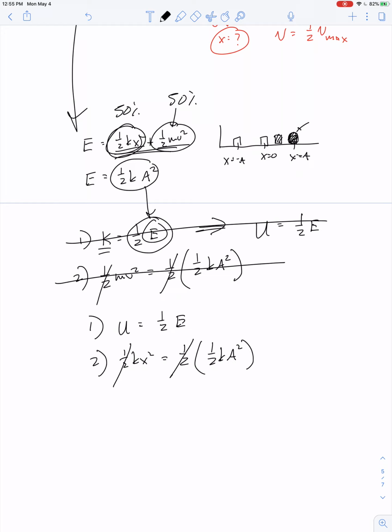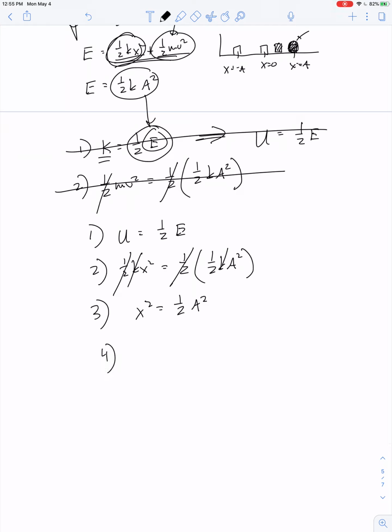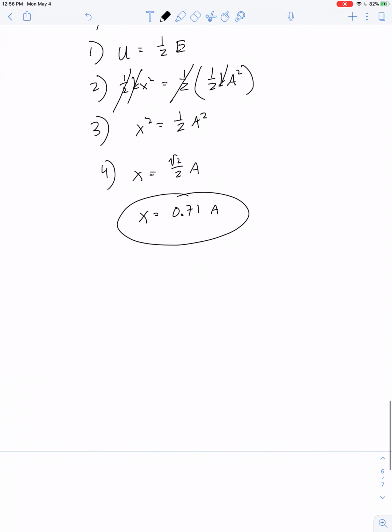So I'm still going to cancel a 1/2. Divide both sides of the equation by k, that cancels out as well. So now we have x squared equals 1/2 of a squared. If I take the square root of both sides of this equation, we get x equals rad 2 over 2 times a, which is the same thing as x equals about 0.707, or I'm happy rounding off and calling it 0.71a. So when the position is 71% of the amplitude, the energy will be 50-50 potential and kinetic.